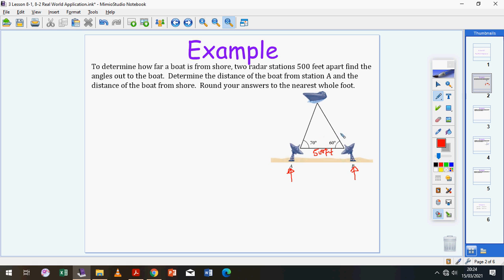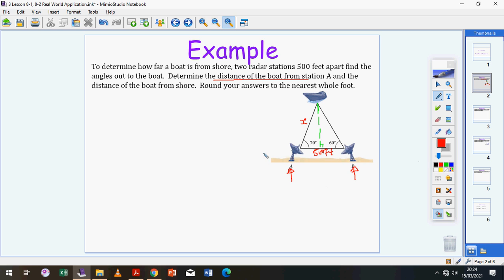So in this question, they want us to figure out the distance of the boat from station A and the distance of the boat from the shore. So if this is station A, they want us to find this distance, let me call it x. And they just want us to find the distance of the boat from the shore. That's going to be the perpendicular distance of the boat from the shore. That's what that's asking for.